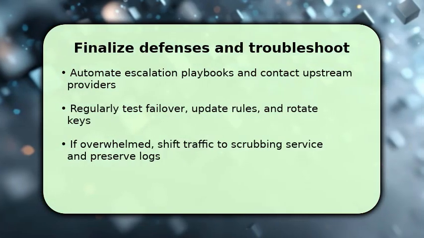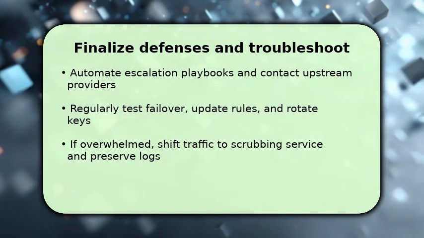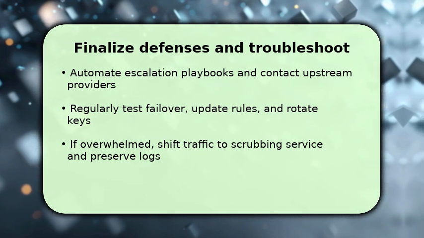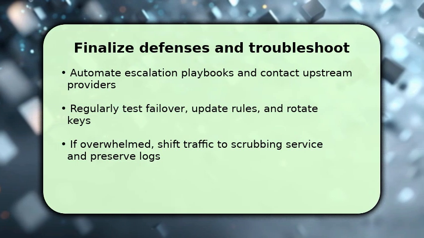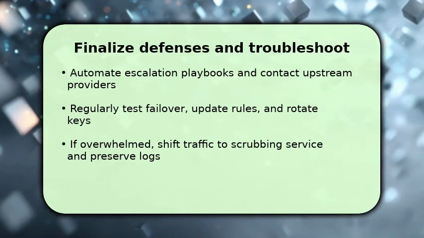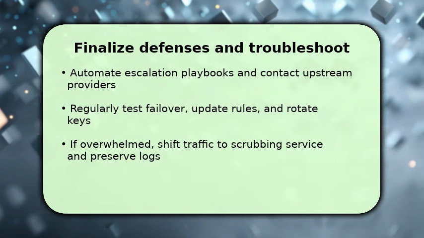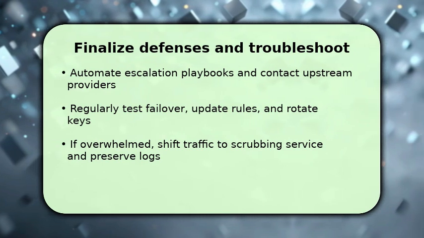Finish by automating escalation playbooks. Notify your ISP, CDN, and incident response team automatically when thresholds are crossed. Make sure contacts are current. Regularly test failover, update WAF rules, rotate API keys, and rehearse recovery so you reduce MTTR. If you still become overwhelmed, shift traffic to a scrubbing service and preserve raw logs for post-incident analysis.